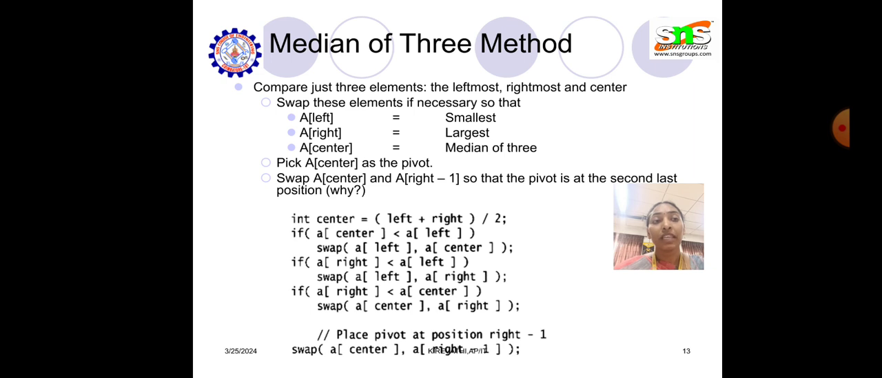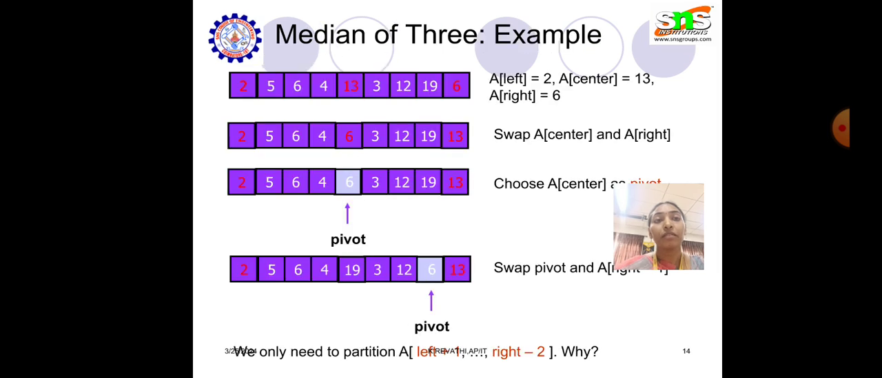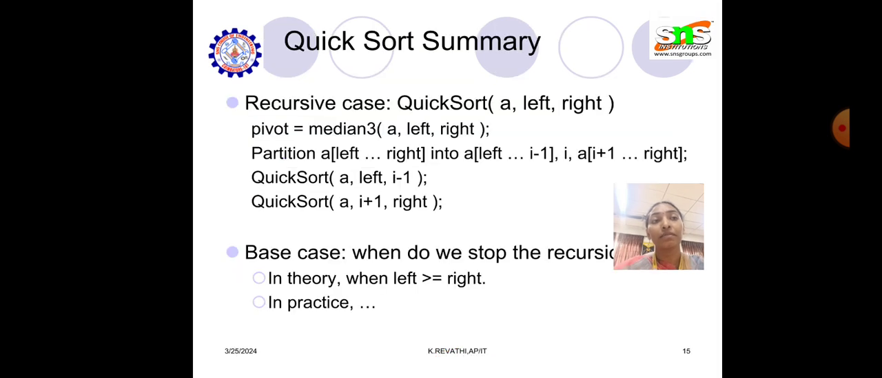If a of center is less than a of left, swap a of left with a of center. If a of right is less than a of left, swap a of left with a of right. If a of right is less than a of center, swap a of center with a of right. Here is another example for median of 3 elements.